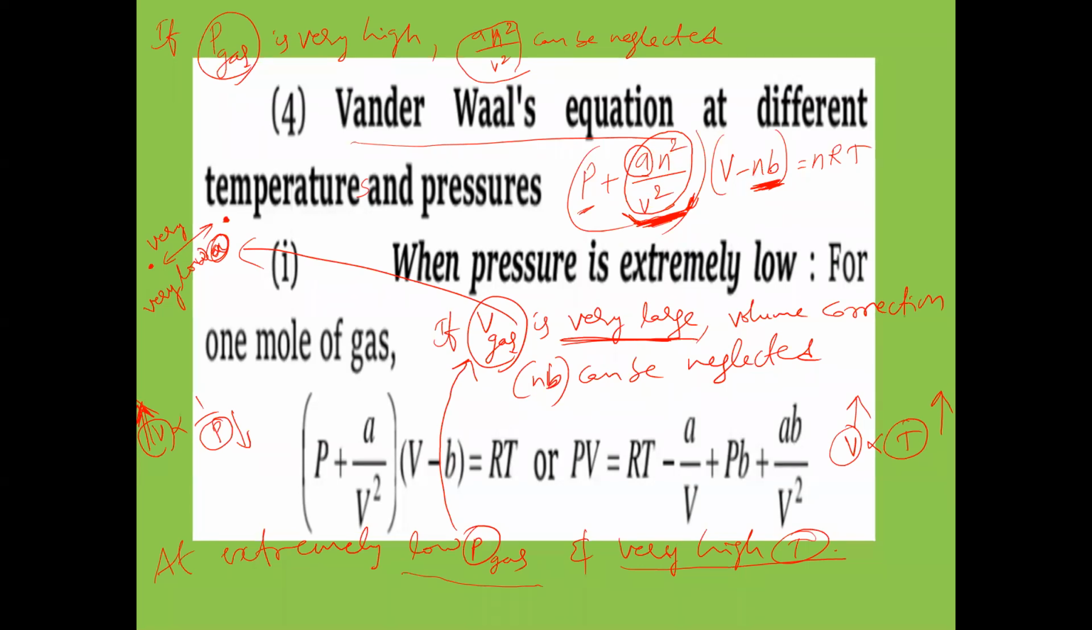Volume correction can be neglected. Pressure correction can be neglected at extremely low pressure and high temperature. Then this becomes only P plus 0, P only. Here V minus 0, V only. So P into V, PV is equal to nRT. That means the real gas equation becomes the ideal gas equation at extremely low pressures and high temperatures.